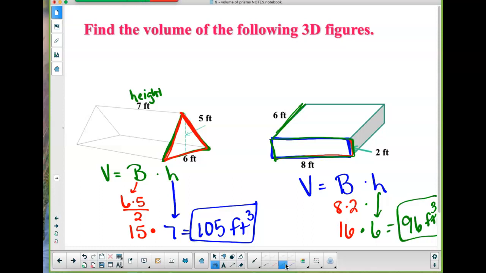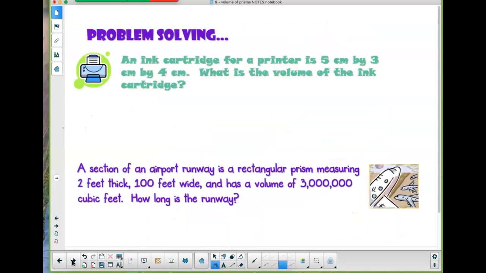Okay, flip the page. Okay, we're going to look at a couple of word problems. And here it gets a little bit tricky because I think it's helpful to have a picture. How many of you would agree pictures help you? Do you know how to draw a rectangular prism? Some of you do, some of you don't. Okay, so I'm going to show you how I draw it.